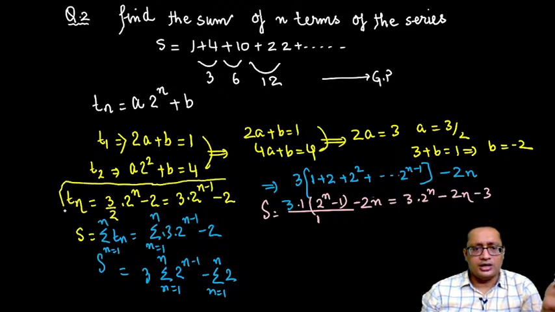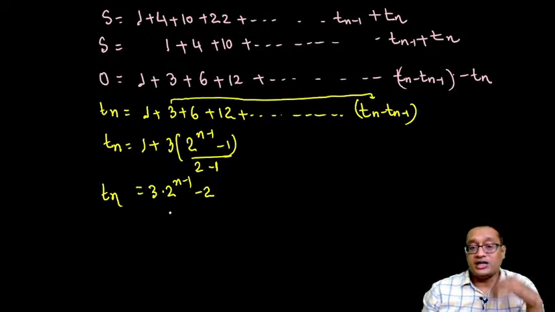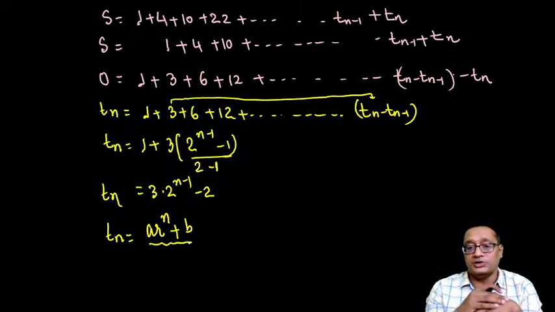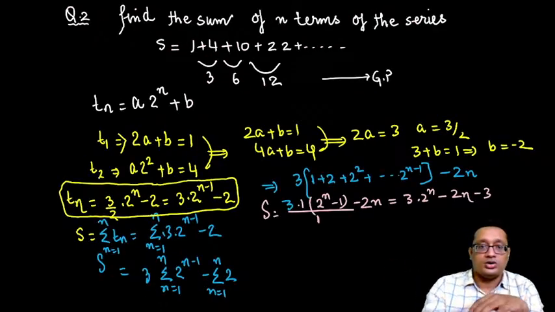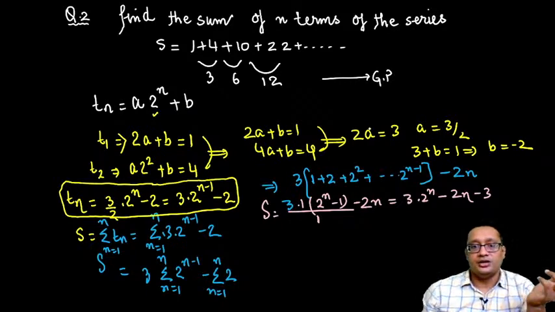So from this method, Tn is equal to 3 into 2 to the power n minus 1 minus 2. I come to the conclusion that whenever the successive terms are in GP, you consider it as A into R to the power n plus B, where R is the common ratio of the successive terms which are in GP. So here the successive terms are in GP whose common ratio is 2. So from here, always consider Tn is equal to A into R to the power n plus B.